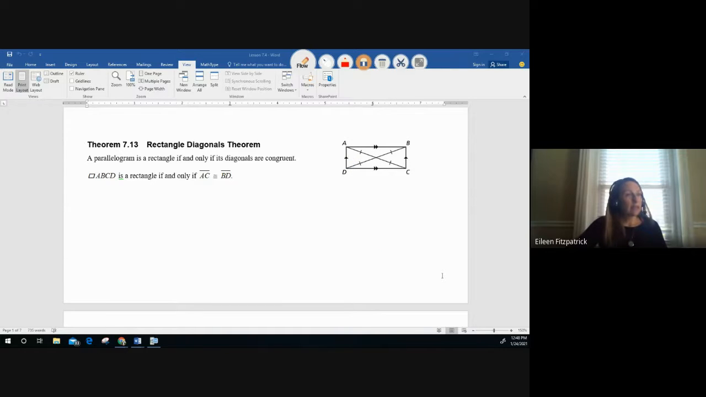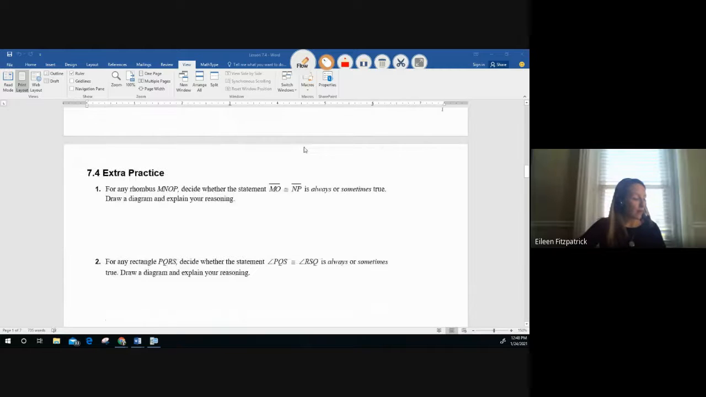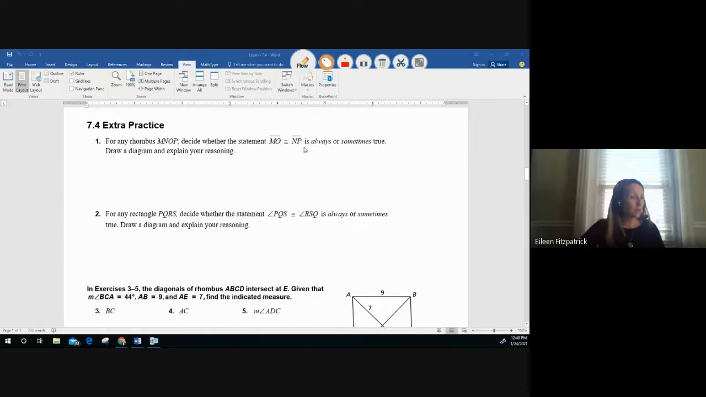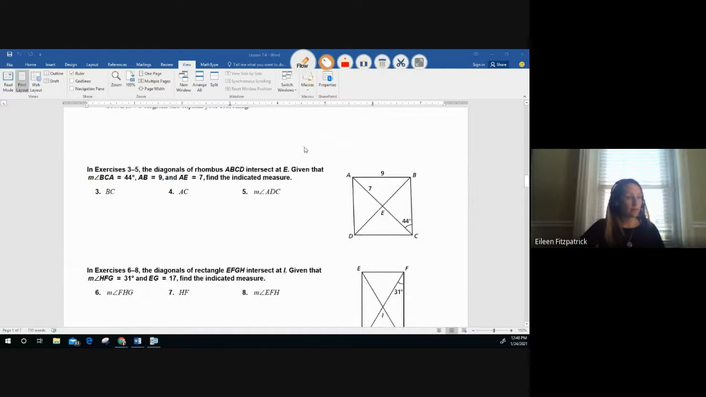And I think that is it as far as the theorems are concerned. Okay, we are going to jump into some of the extra practice problems. Not all of them, I'm going to kind of skip around. Let's go down to problems 3, 4, and 5.